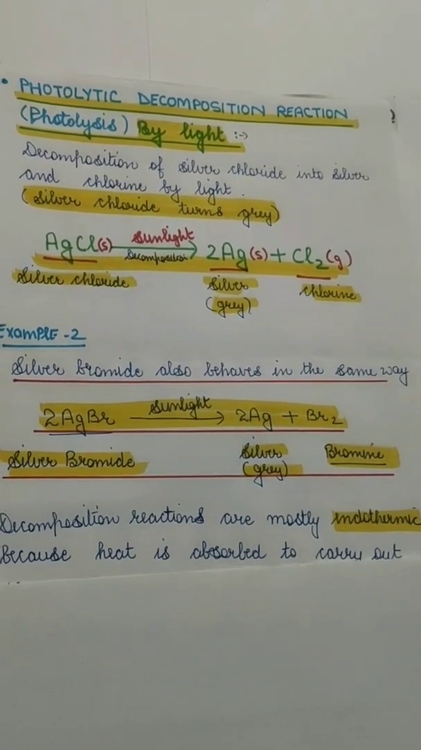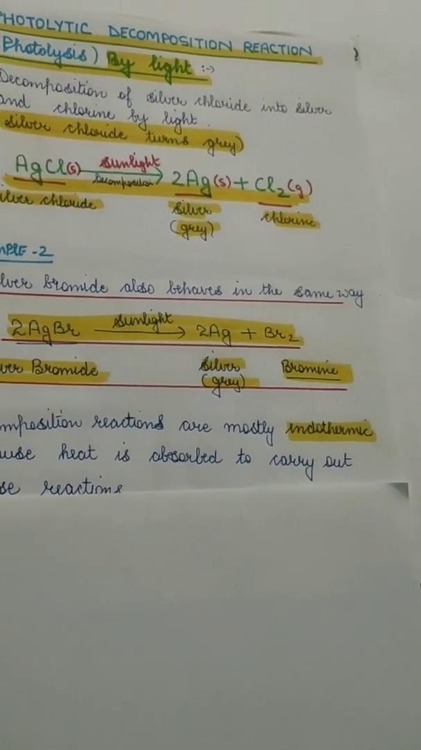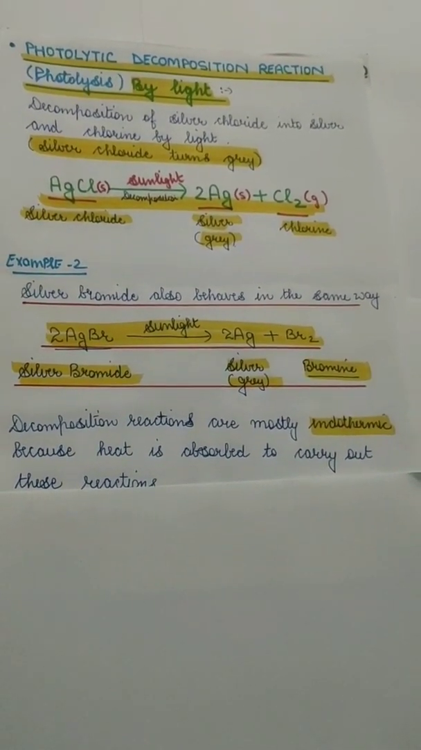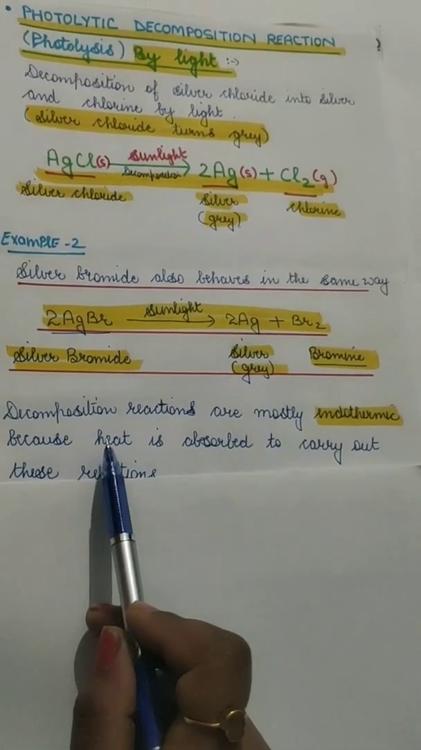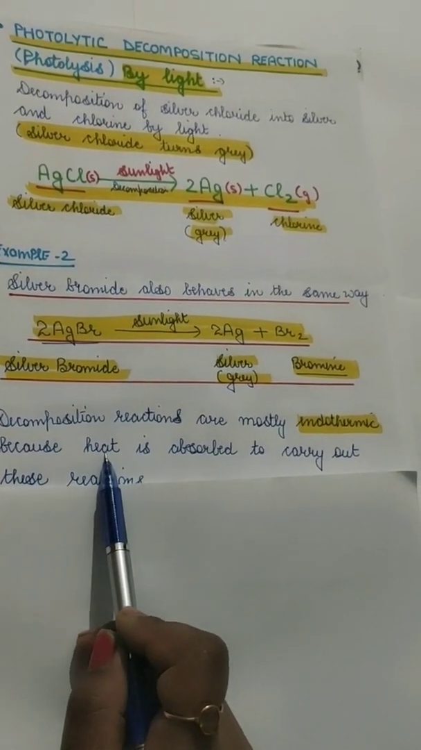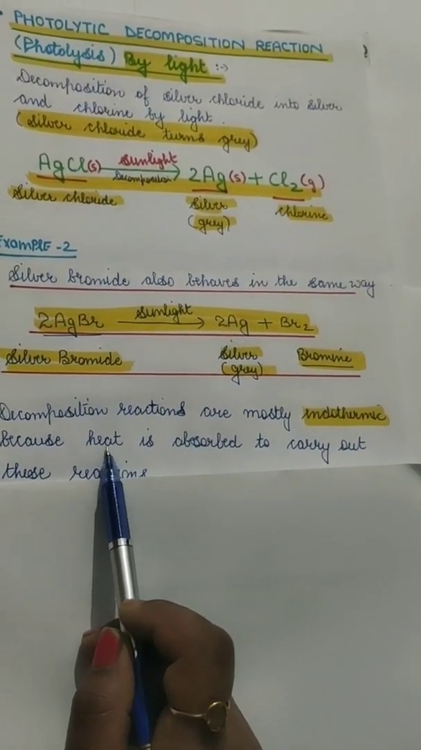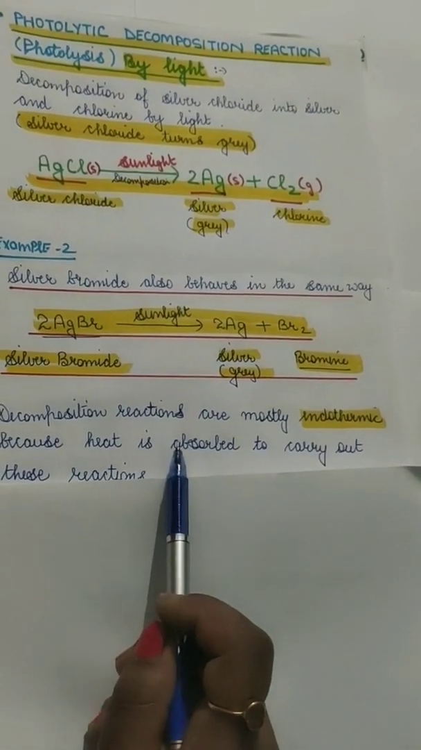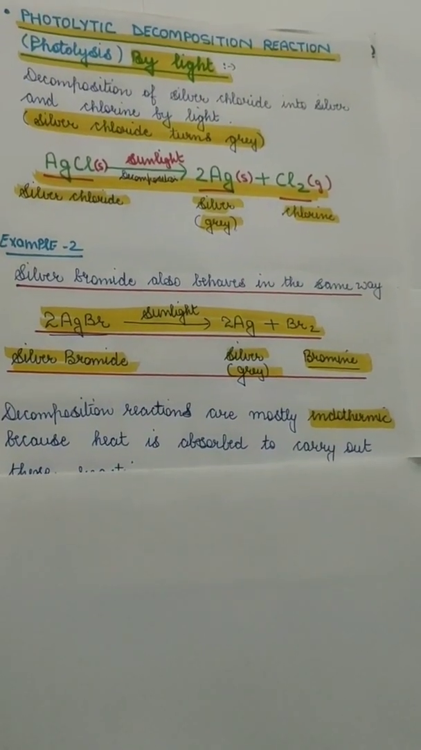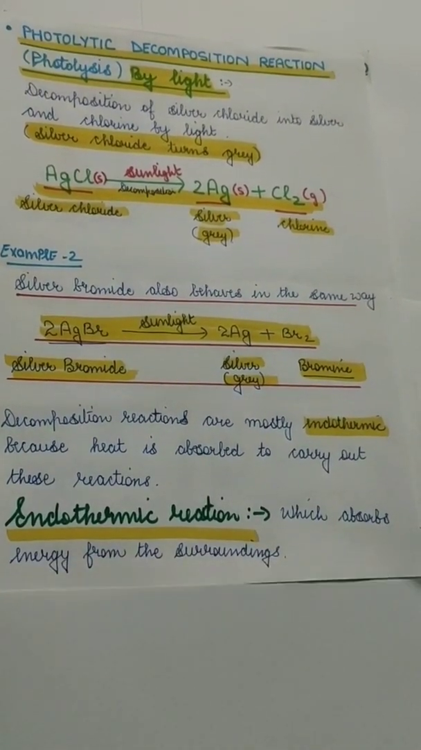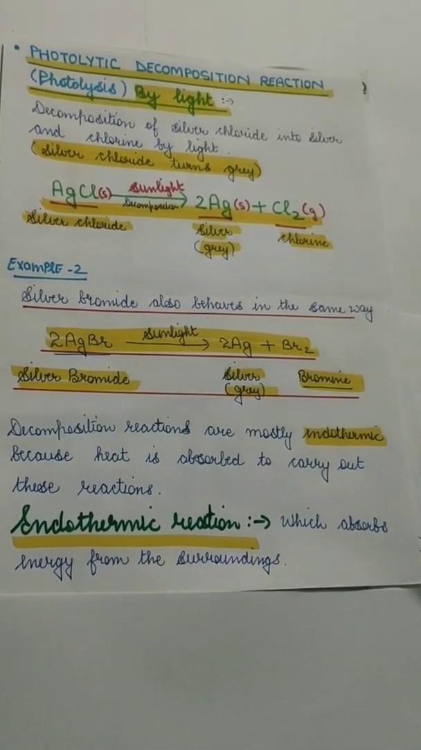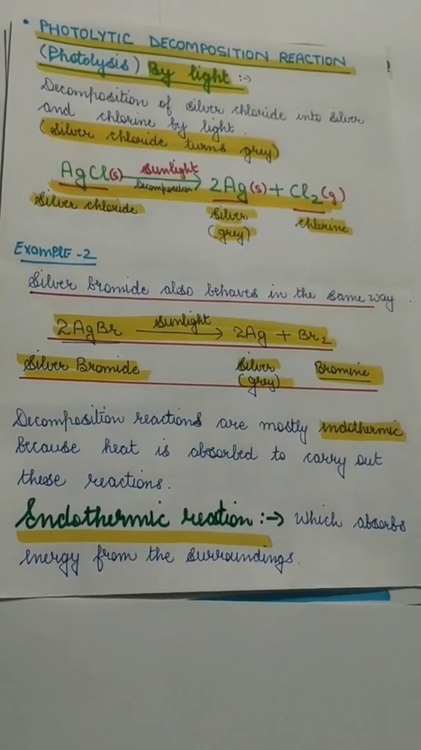So these decomposition reactions are mostly endothermic reactions. Now why are they called endothermic reactions? Because heat is absorbed in these reactions. We are providing energy in the form of heat, in the form of light, in the form of electric current. So basically we are giving some energy. When energy is absorbed, we call it an endothermic reaction, because in all three types of reactions, energy is absorbed from the surroundings. That is why it is called an endothermic reaction.